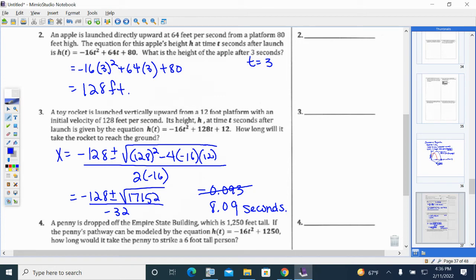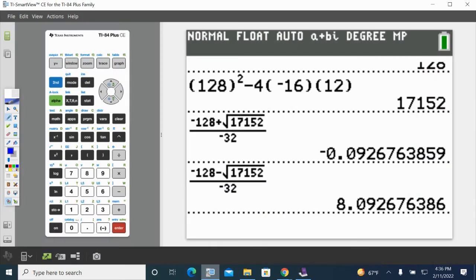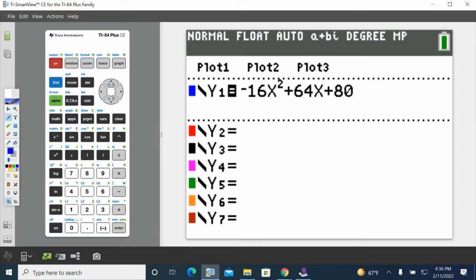There is a way to do this in the calculator. For those of you that are interested, if you plug the equation into the calculator, negative 16x squared plus the 128x, and I forgot the x again on my square, plus 12, I'm going to hit graph.